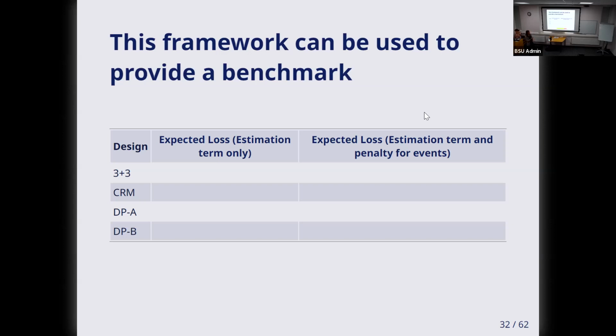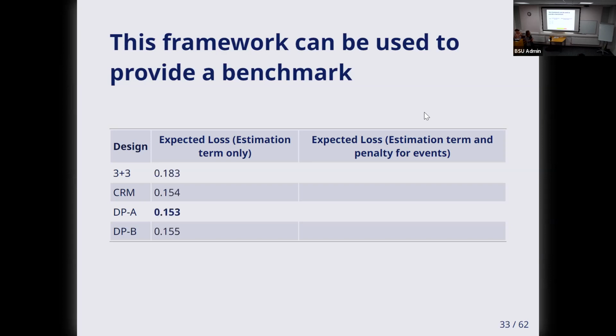So this column is as if our aim is just to estimate the maximum tolerated dose well. So we've just got that estimation term. And then on the right-hand column, we can compare the designs if our aim is to estimate the maximum tolerated dose well, but also control the number of events. Here I'm using the 3+3 design, which is just a rule-based design, the continual reassessment method, a model-based design. DPA is what I'm calling the design that I've optimized just with respect to the objective function with the estimation term, and DPB is the rule optimized for this loss function with the penalty.